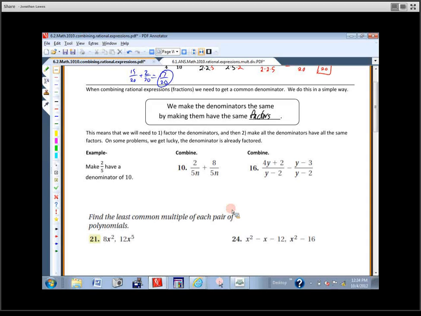Okay. So we're going to factor the denominators. We're going to make all the denominators have the same factors, and then we're going to be able to combine them. Now, occasionally, they're already going to have a common denominator. It'll already be factored, and then it's not too terribly bad.